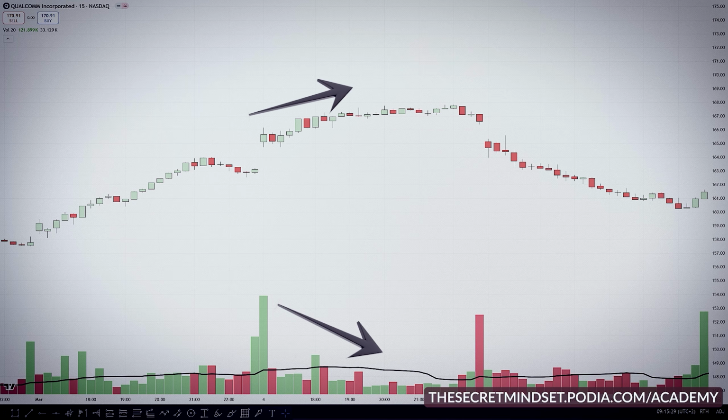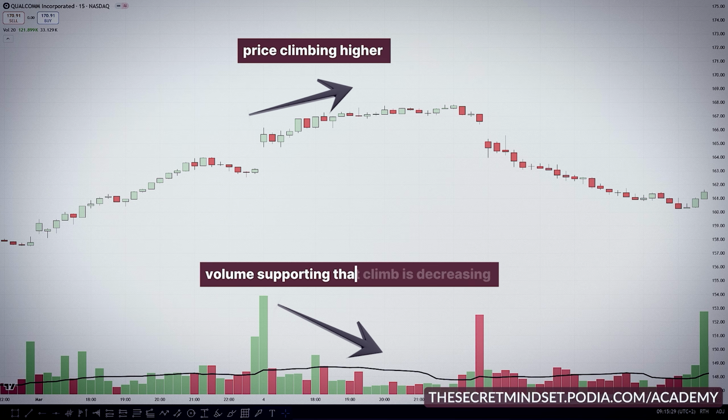Volume divergence happens when price and trading volume don't align. Picture a stock climbing higher, but the volume supporting that climb is decreasing. This mismatch signals potential market weakness. Traders call this a volume divergence, a critical indicator of market health.